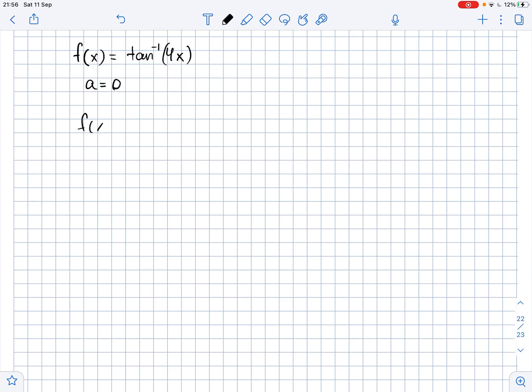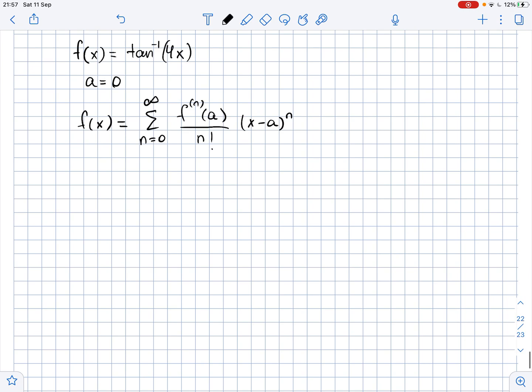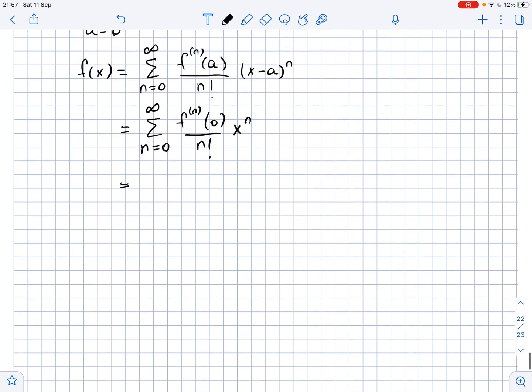So the general term of the Taylor series is f of x equals the sum of the nth order derivative of f of a over n factorial times x minus a to the power of n, where n goes from 0 to infinity. In our case, since a equals 0, this equals the sum of the nth order derivative of f of 0 over n factorial times x to the power of n, where n goes from 0 to infinity.